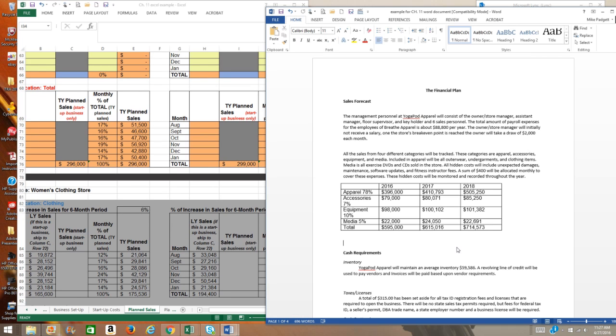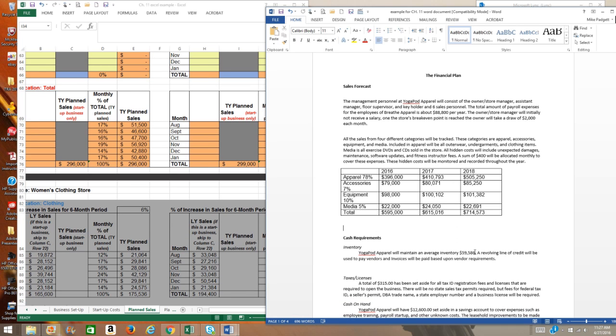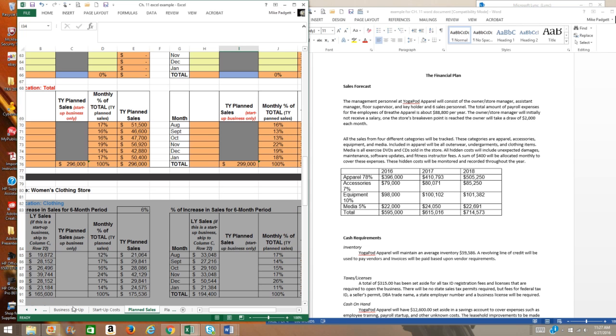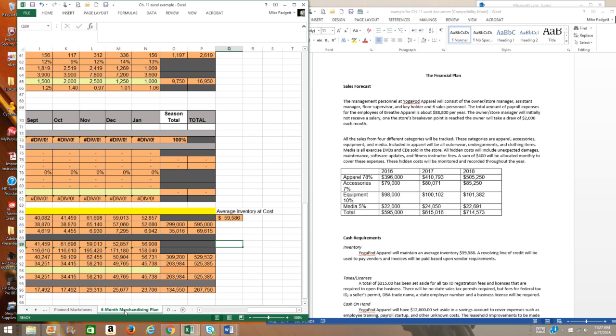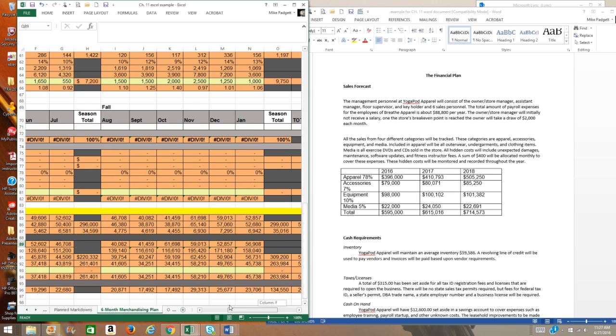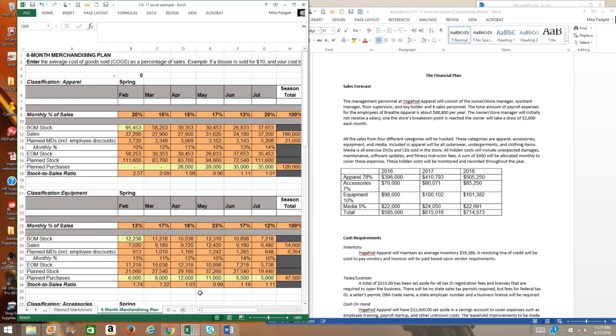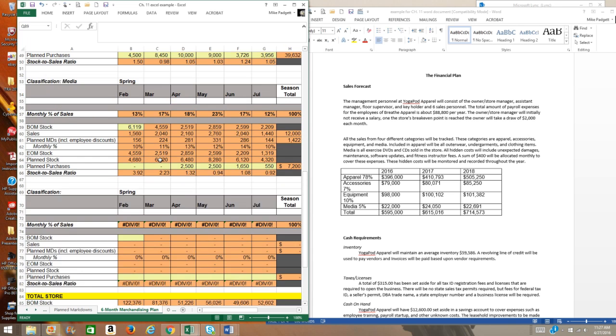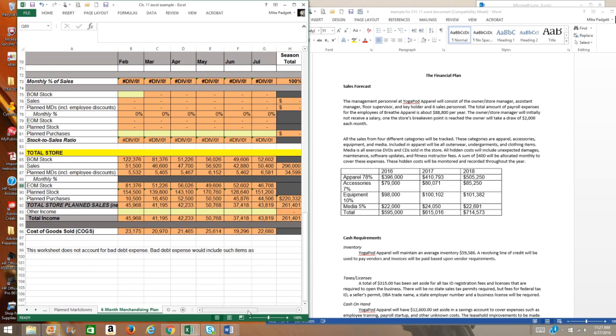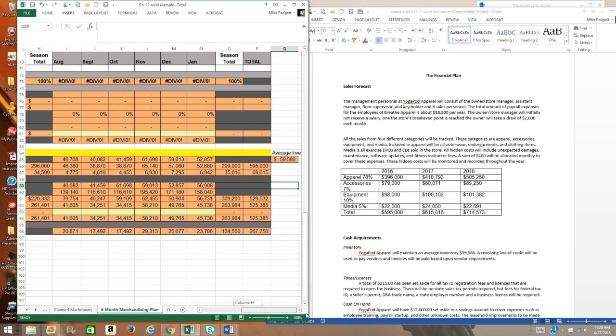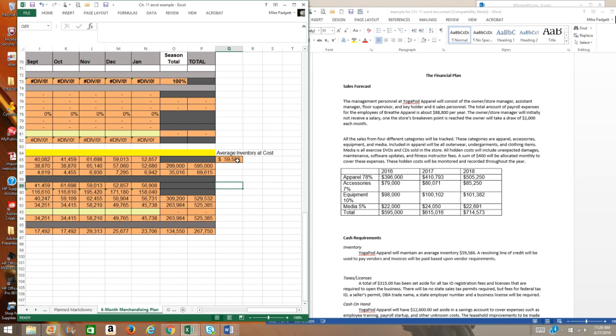So next is your cash requirements. Your average inventory, you don't have to make that number up. You can actually pull it from your 6-month merchandising plan. If you're at the top of the sheet, you'll scroll down until you get to the last row section, and then scroll over, and it gives you your average inventory at cost, and that's what you put in here for your average inventory.